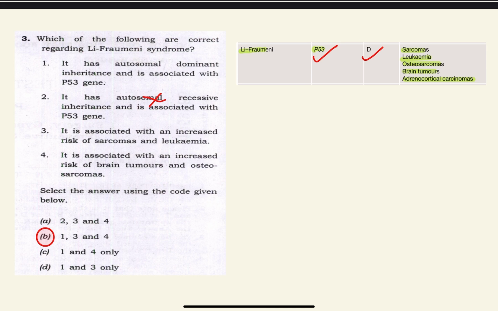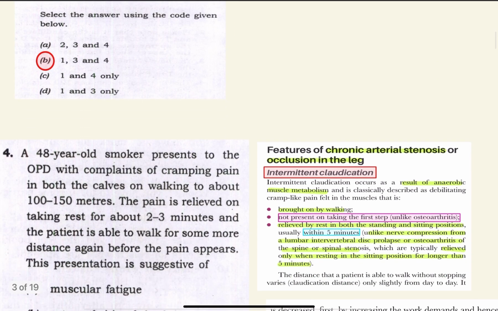Yes, there is an increased risk of sarcoma, leukemia, osteosarcoma, brain tumor, adrenocortical carcinoma. Remember cortical. So there is an increased risk of sarcoma and leukemia. Yes, and it is associated with increased risk of brain tumor and osteosarcoma. So 1, 3 and 4. So option B is the correct one.